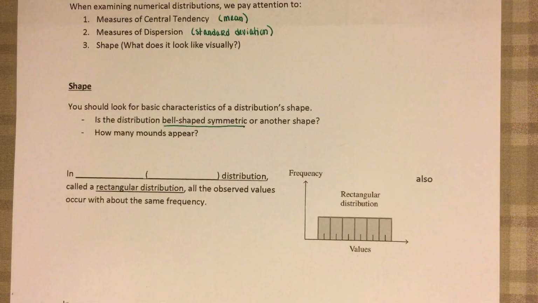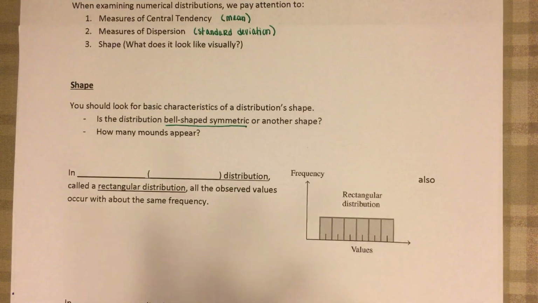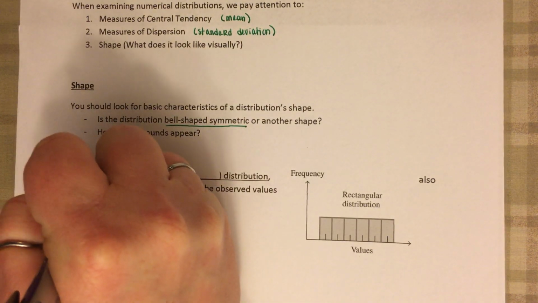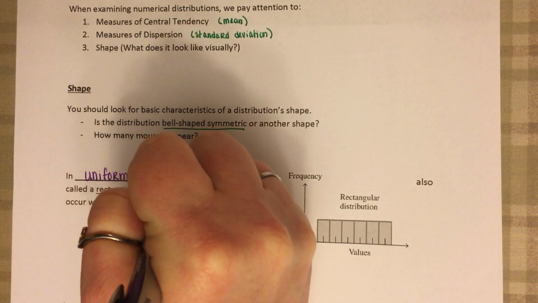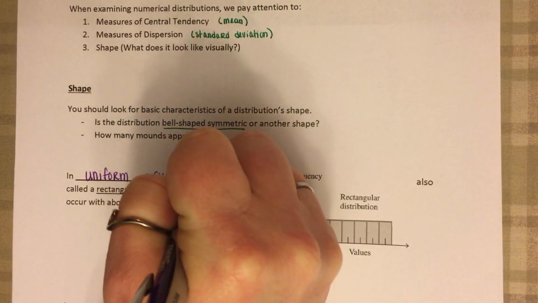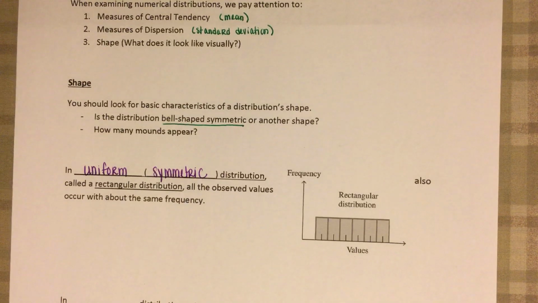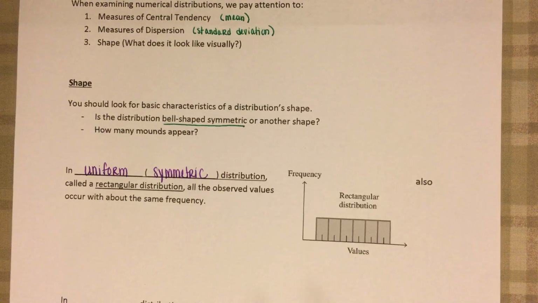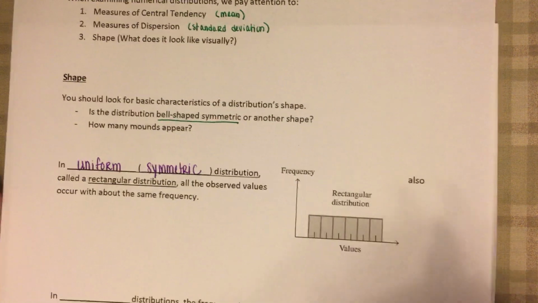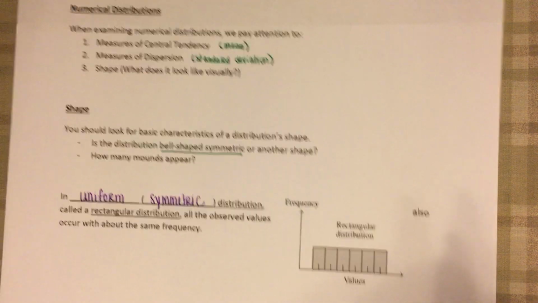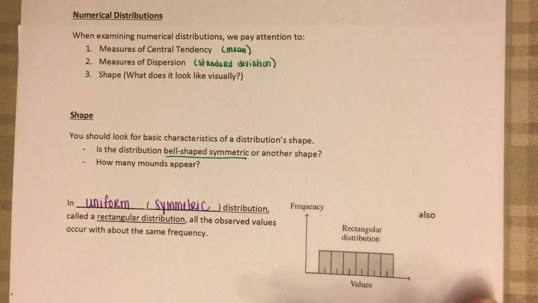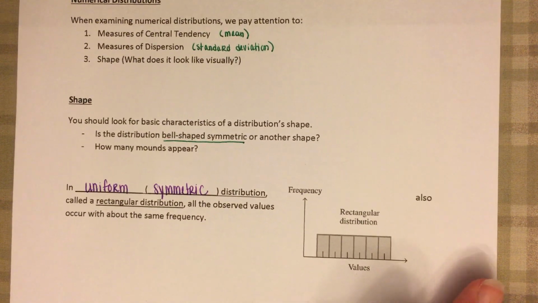All right, so this first image here that we have is a uniform, which is a type of symmetric distribution. Right, so symmetric distribution means if we were to take this graph and fold it in half in the middle, we would have the same thing. We would have kind of mirror images on each side of our graph.